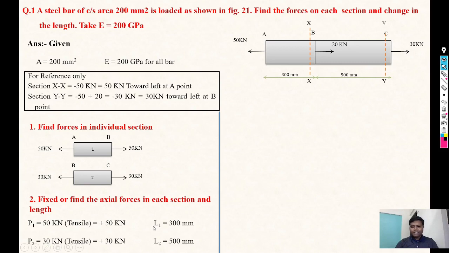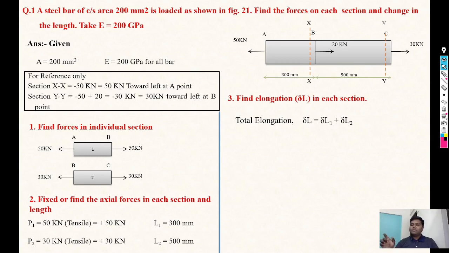Now decide the length. The length is already given in the numerical. The AB section has 300 mm and the BC section has 500 mm. So L1 and L2, because AB we have considered as the first section and BC is the second section. Now just calculate the total elongation. We know the formula: calculate the elongation of each subsection, then take the sum of all the sections, and we will get the total elongation of that rod.